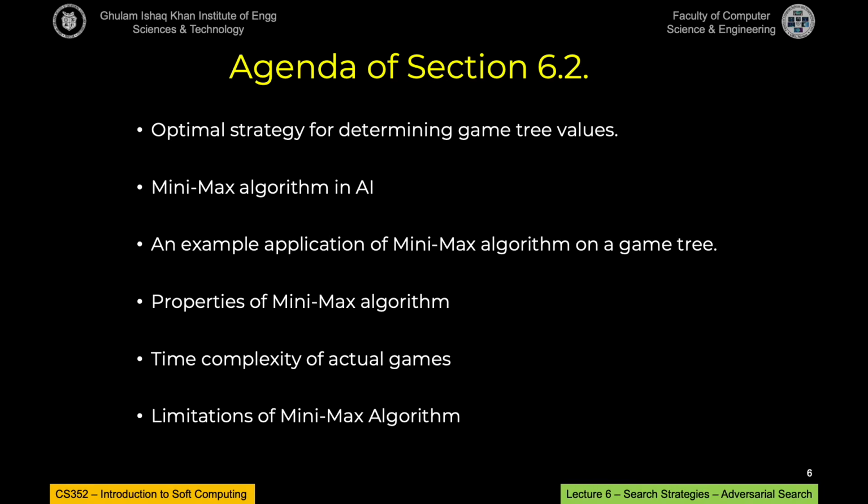After discussing the Minimax algorithm, we'll then discuss the properties of the Minimax algorithm. And then, just for a quick overview, I'll talk about the time complexity of actual games. And it is in relation to this particular part, the time complexity of actual games, that we can discuss the limitations of the Minimax algorithm.